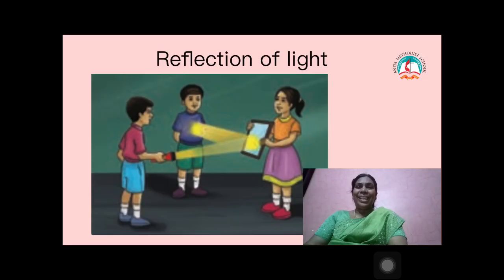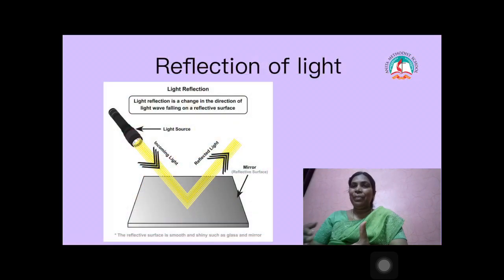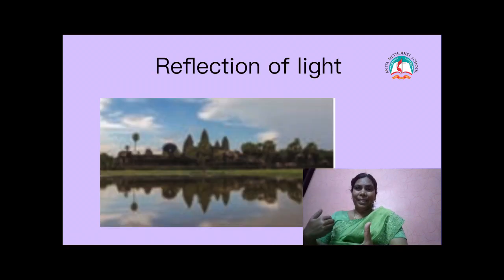Children, when light falls on a transparent object, it can pass through it. But sometimes the light falls on a surface that is shining or polished, or on an opaque object. What does the light do? Sometimes the light bounces and comes back. When it bounces and comes back, we call this reflection of light.